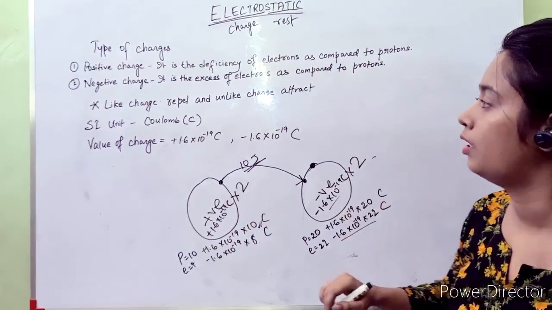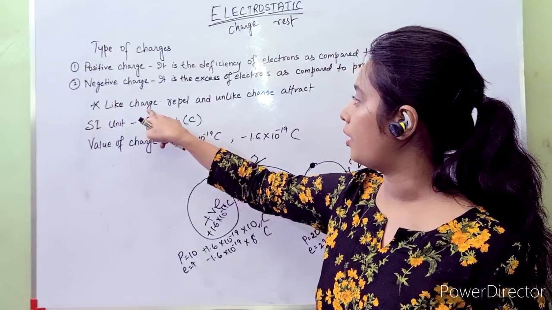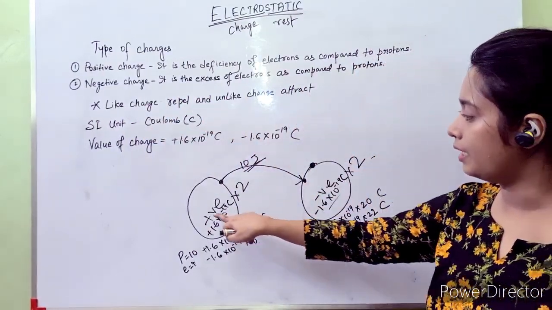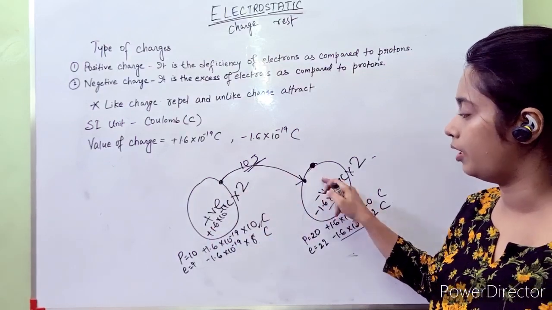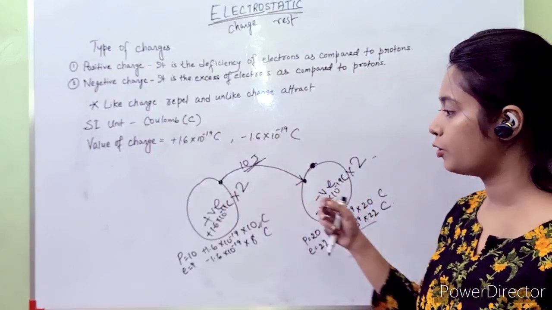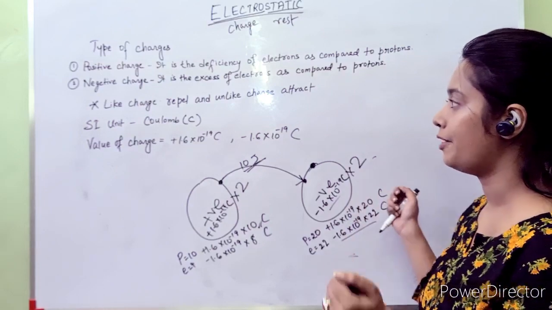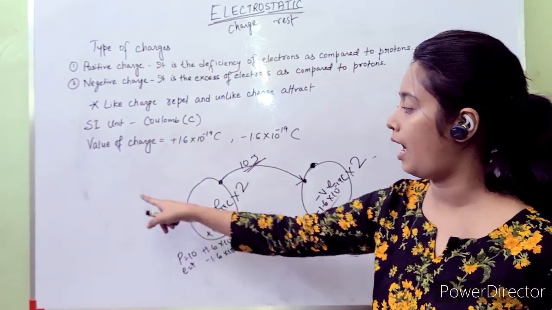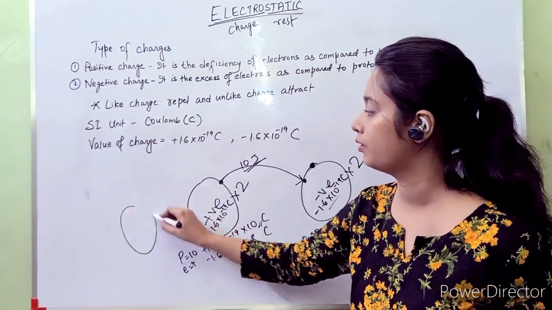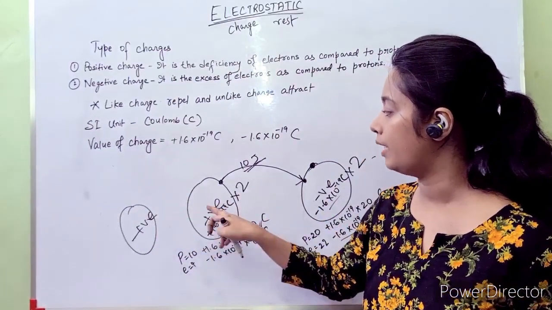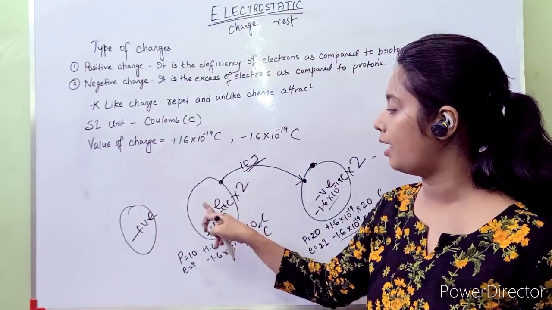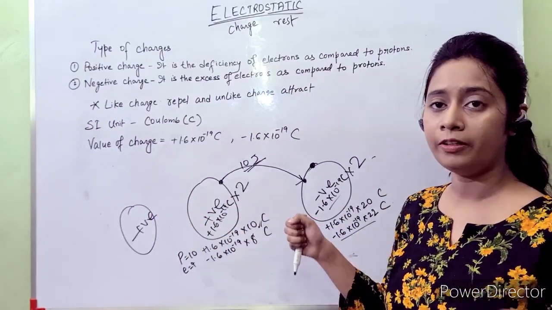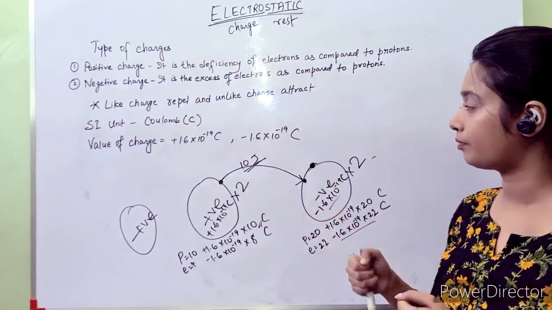Okay? Now, like charges repel and unlike charges attract. If this is a positive charge and this is a negative charge, if you bring these two atoms together, they will attract each other. And if I bring a positive charge and another positive charge here, then since both the charges are similar, with the same polarity, they will repel each other.